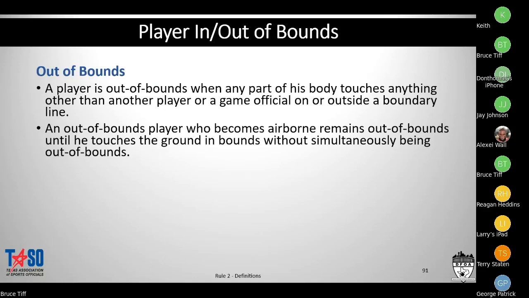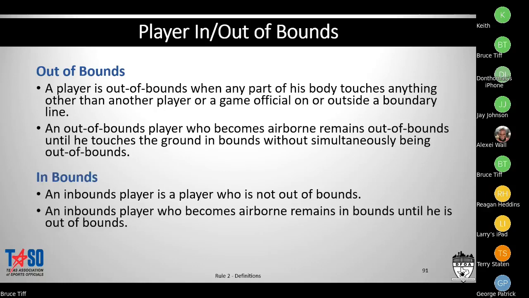Out of bounds. A player is out of bounds when any part of his body touches anything other than another player or a game official on or outside a boundary line. An out of bounds player who becomes airborne remains out of bounds until he touches the ground inbounds without simultaneously being out of bounds. So simultaneously being inbounds and out of bounds makes you out of bounds. Inbounds. An inbounds player is a player who is not out of bounds. An inbounds player who becomes airborne remains inbounds until he is out of bounds.